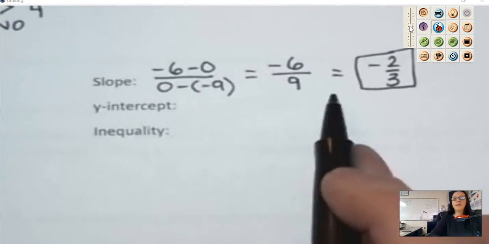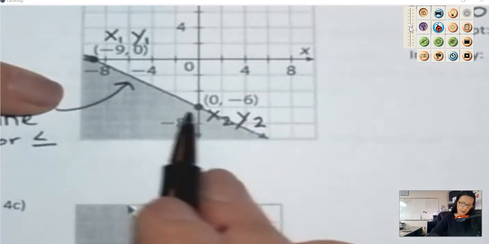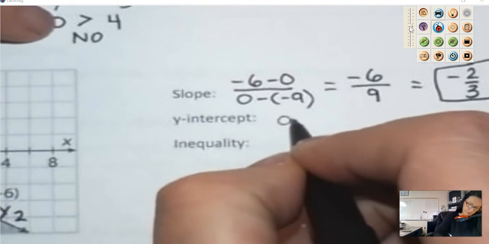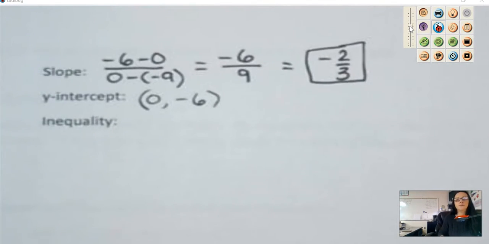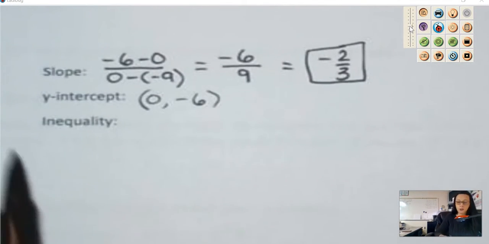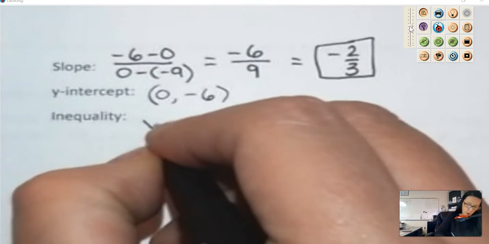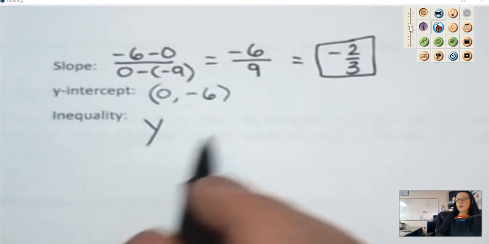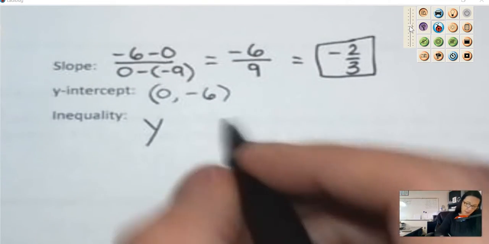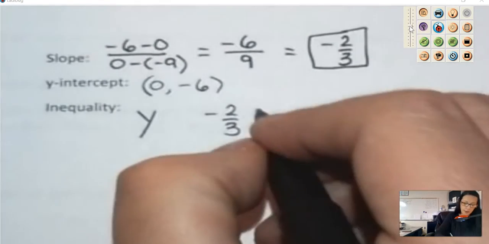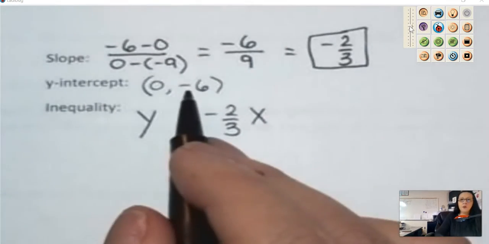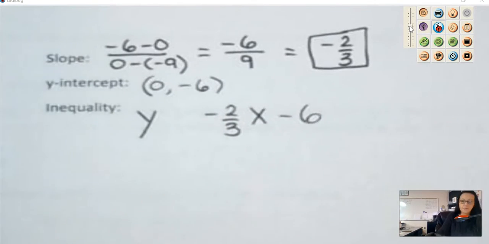Okay, come up with the y-intercept. Where does our graph hit the y-axis? And it hits right down here at -6. Okay, then we're going to put it into slope-intercept. Y, leave a blank for the symbol that we have to come up with. The slope is -2/3. Then put an x. And then our y-intercept is -6.